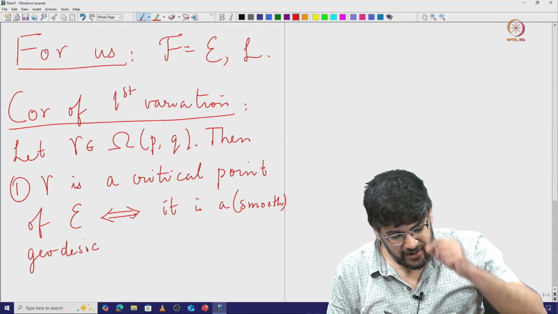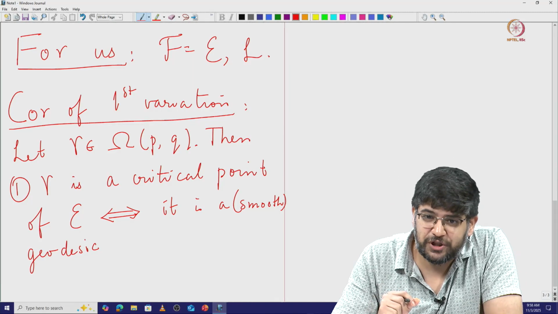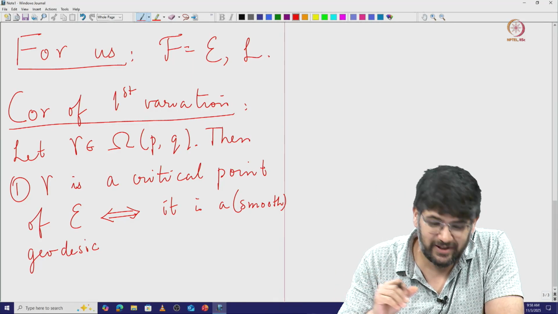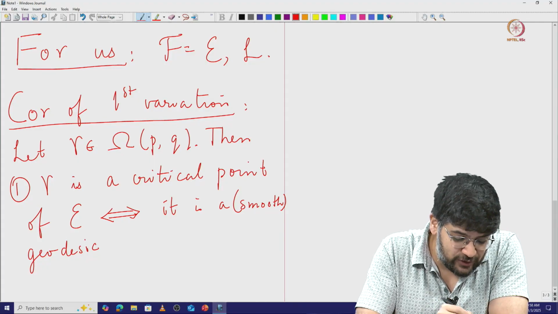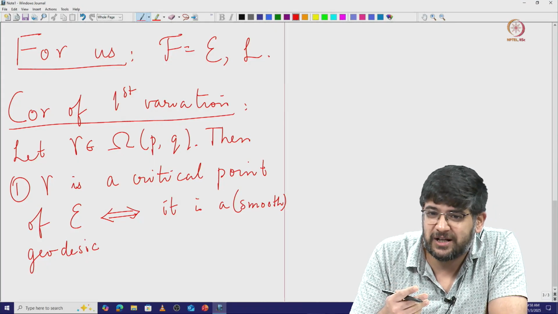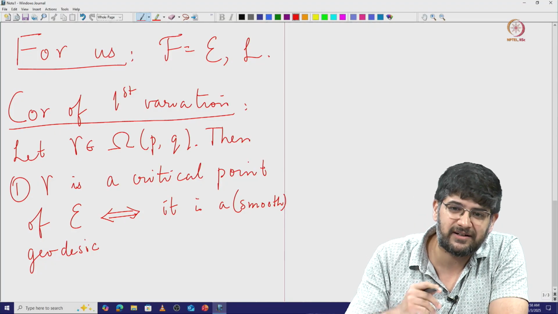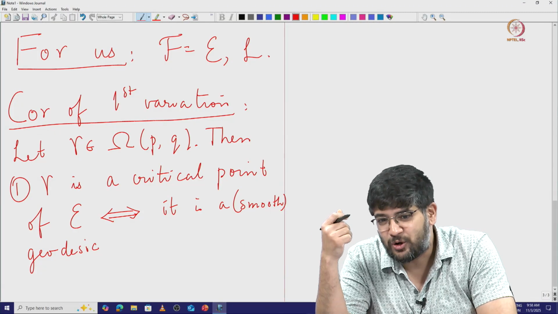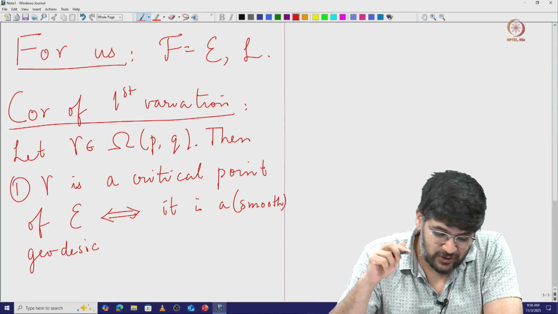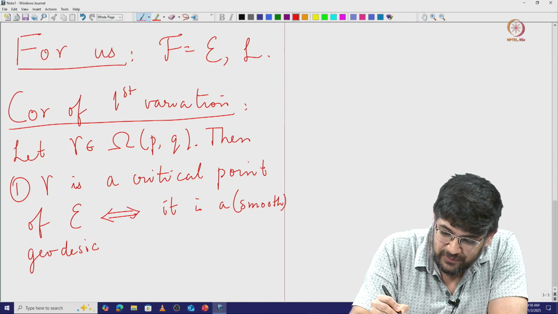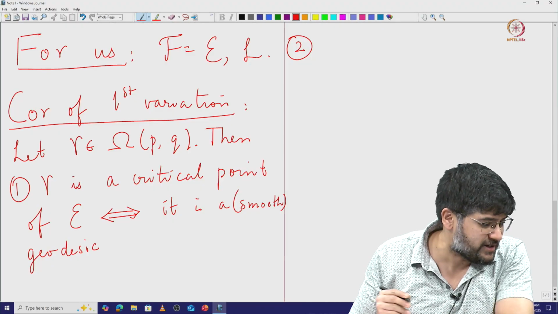Okay. So recall that by definition a geodesic is always smooth, right. On the other hand, a critical point of the energy functional could potentially be only a piecewise smooth function. So part of the claim here is that any critical point will actually also be a smooth function, right. So that is part of the claim that I am making.